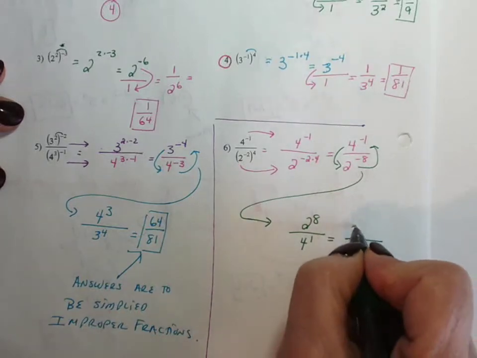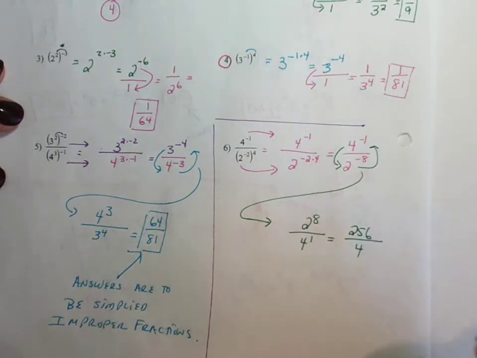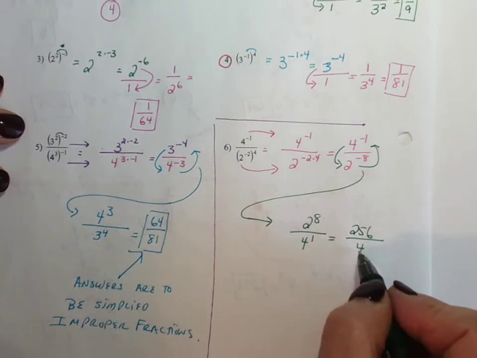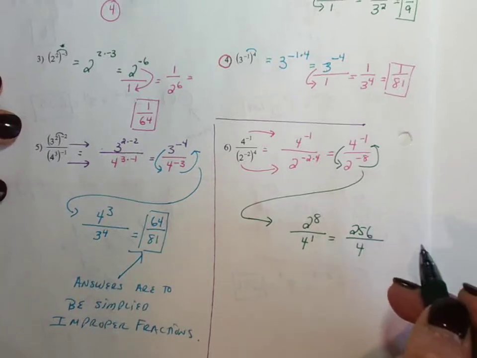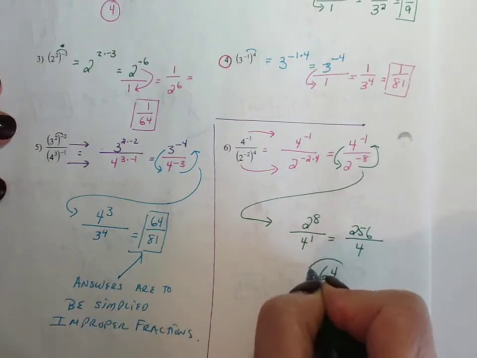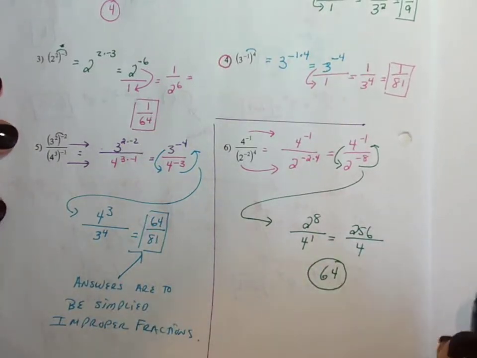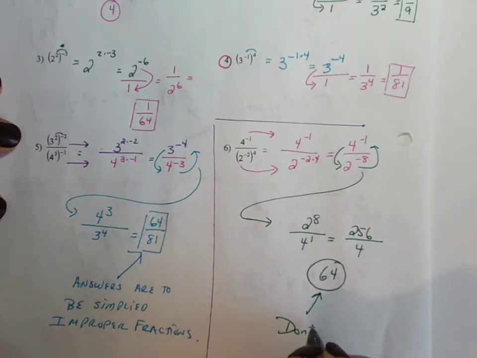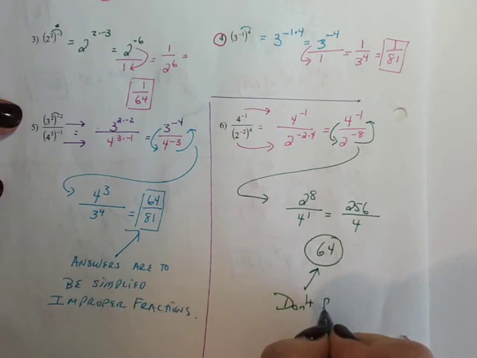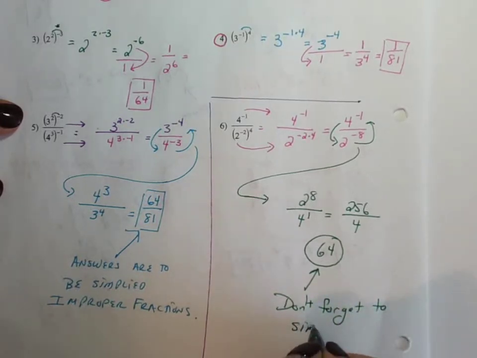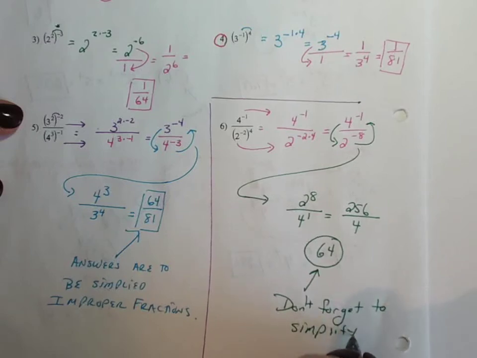So my denominator is 4. My numerator is 256. I know that I can reduce that fraction. And in fact, 4 goes into 256 64 times. Okay. Don't forget to simplify.